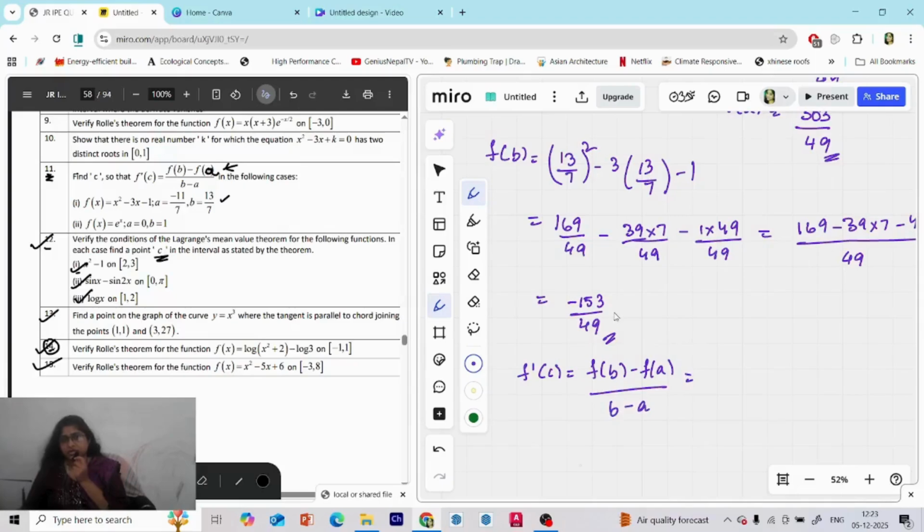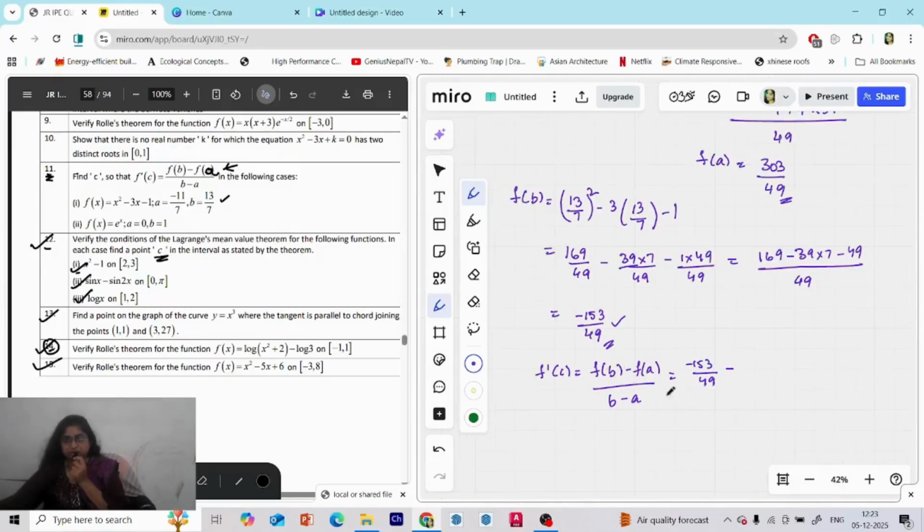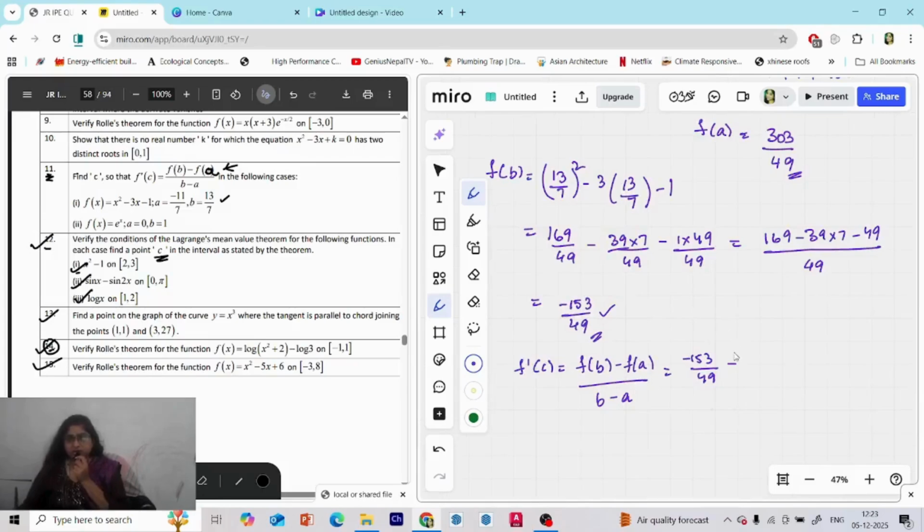So f of b, we just got minus 153 by 49, minus f of a, which is 303 by 49, whole divided by b minus a. B is 13 by 7 minus of a is minus 11 by 7.